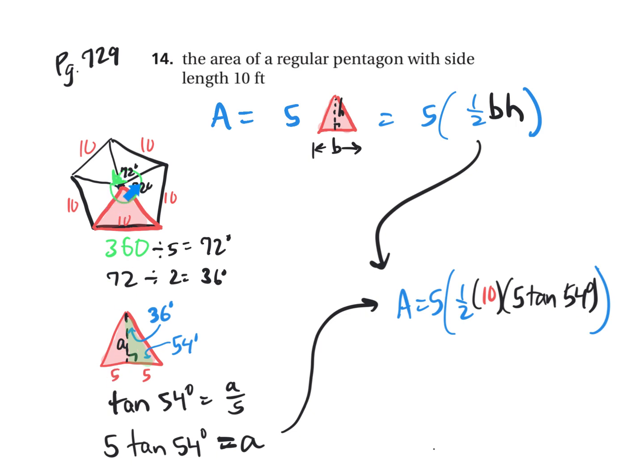So a full revolution is 360. We divide by the 1, 2, 3, 4, 5 central angles. Each central angle is 72. So when we cut it in half, we get 36.